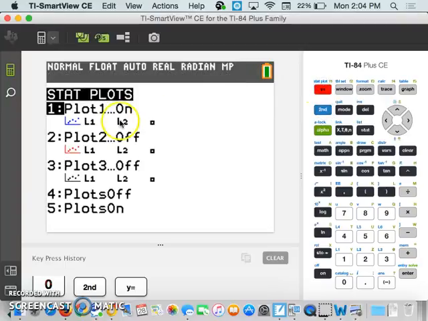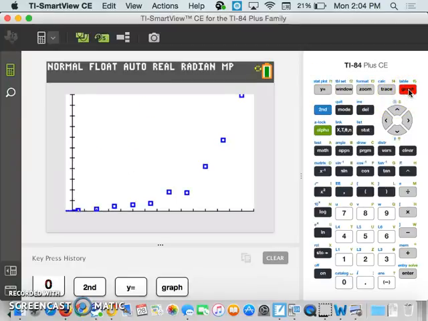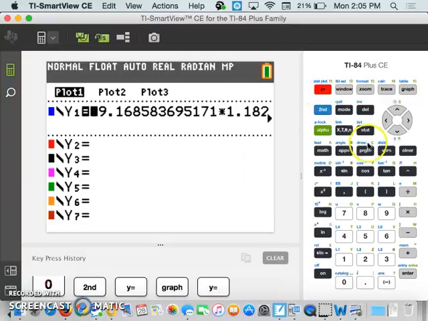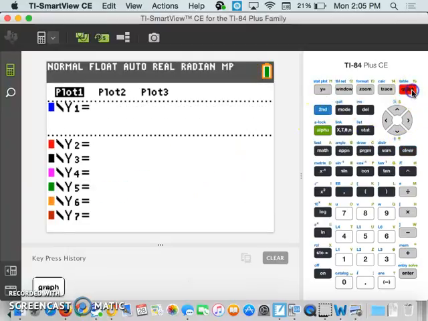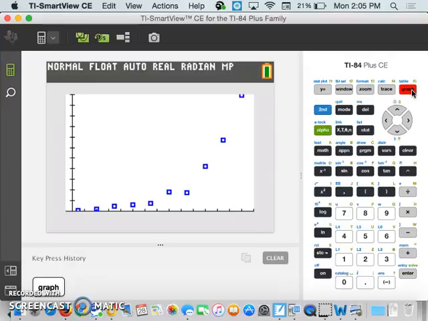Come into second stat plot. My first plot is on, so I'm good to go. I'm using list 1 and list 2. So I push graph. And here I have, oh, look at that. I not only have the dots, but I also have the line, because clearly I didn't delete it from before. So I'll clear this out, push graph again, and there I have the dots. Okay, so I have a really nice looking scatter plot, and it is quite obviously a curve, so I'm probably leaning towards more of exponential regression.